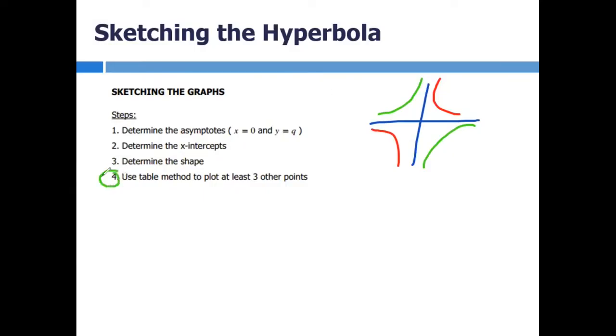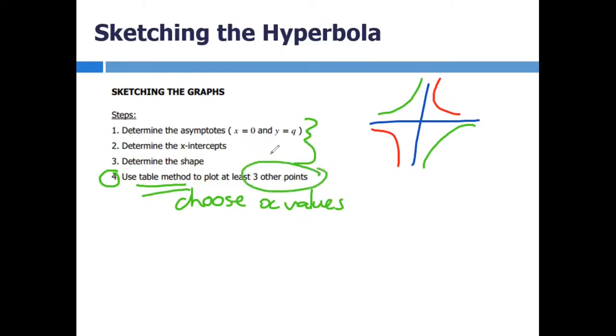This last one, use the table method to plot at least 3 other points. Guys, remember your table method is you choose any x values and you substitute them into the equation to get the matching y values. Okay. The most important points are the intercepts and the asymptotes and the shape. If they want additional points, they will usually specify it in the question. Okay, so pay attention to the question. If you know what your curve looks like, you'll be fine just sketching the curve. If you don't know what your curve looks like, then please find as many points to make sure you get your curve correct.